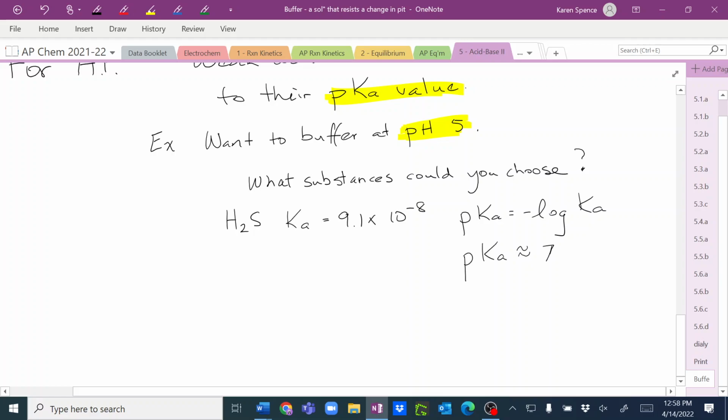Acetic acid. Yeah, why not? CH3COOH, our Ka is 1.8 times 10 to the minus 5. Therefore, our pKa is going to be approximately 5. Okay? So that looks like a really good choice. Yes?